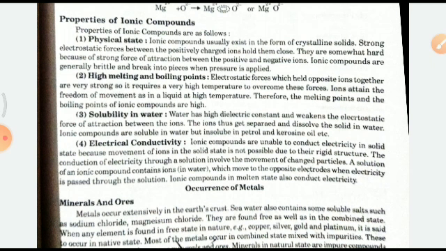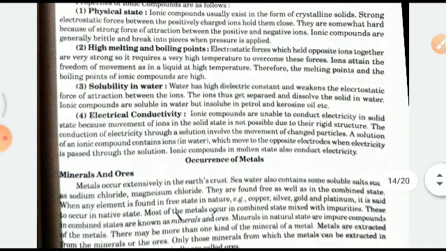Ions attain the freedom of movement as in a liquid at high temperature. Therefore, the melting points and the boiling points of ionic compounds are very high. Solubility in water: water has a high dielectric constant and weakens the electrostatic force of attraction between the ions. Thus, they dissolve in water. Electric conductivity: they are unable to conduct electricity in the solid state because the movement of ions is very restricted, right? Because the structure is very rigid.